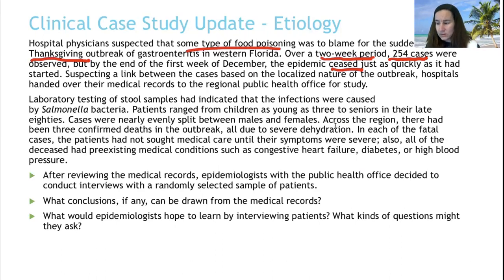What is the cause of the food poisoning? So they're thinking, since it's local, again, it's in one area, everybody is going to hand over the records, and they're going to start testing stool samples. And once they tested everybody's stool, they figured out that salmonella is in all of these sick people's stool. All of the patients' age range 3 to seniors, males and females. So all age ranges, all males and females.